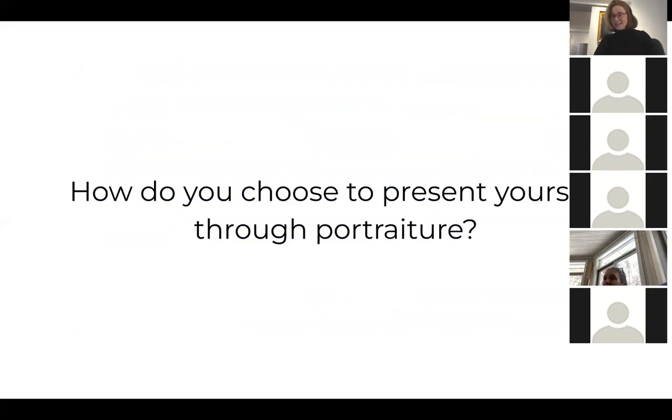One thing I want to ask you as a self-reflection moment is, how do you choose to present yourself through portraiture? We talked about LinkedIn, Facebook, different ways that you have your portrait presented, but also think of obituaries, for example. What would your image be that says, this is who I am? And what does that reveal about you?